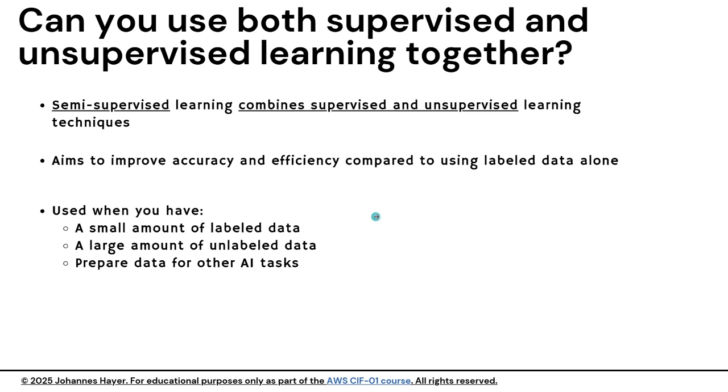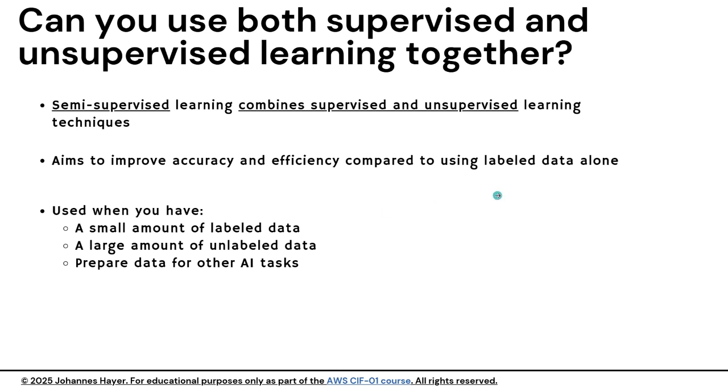So you might ask if there is something in the middle, and the answer is yes, and this is called semi-supervised learning. So this is a combination of supervised and unsupervised learning techniques. And this is particularly useful when you have a small amount of labeled data alongside a larger volume of unlabeled data. And by using both types of data together, we can achieve better accuracy and efficiency than we would by using the labeled data by itself.